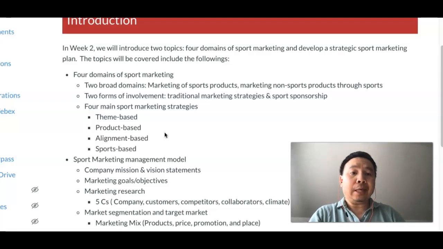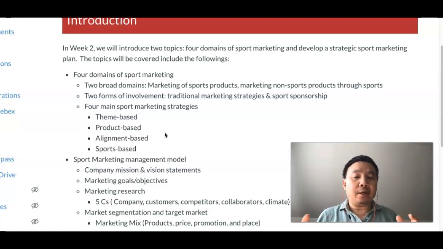We also look at sports marketing involvement. A brand or company normally has two types of involvement. One type is called traditional marketing strategies. What is a traditional marketing strategy? It is basically about identifying the target markets, and then developing a marketing strategy based on the 4 P's: product, price, promotion, and place. So this is called traditional marketing strategies.